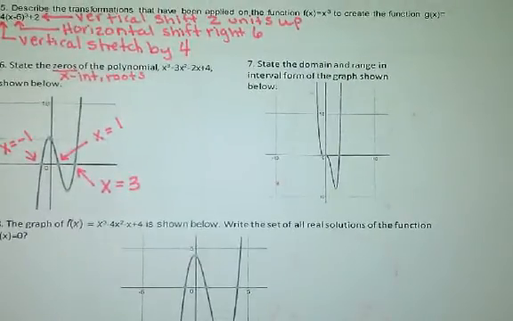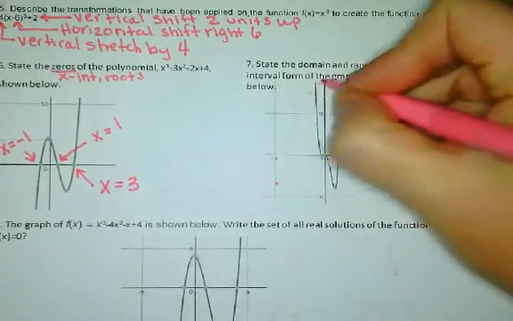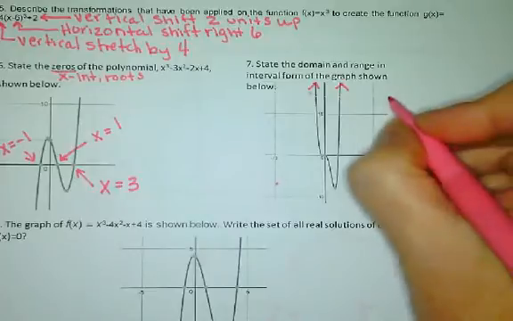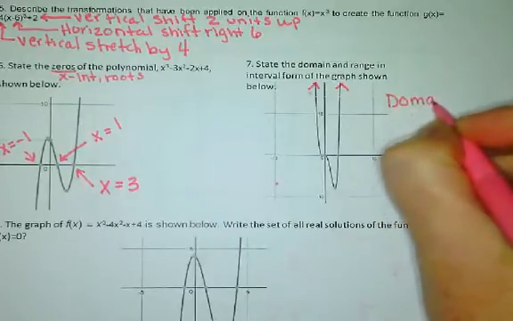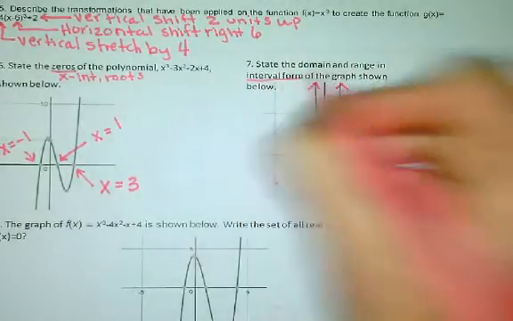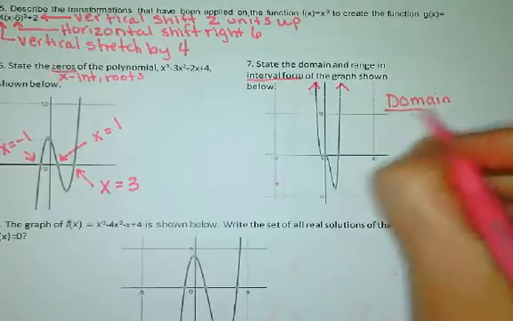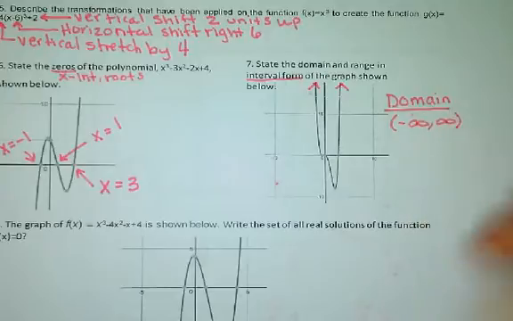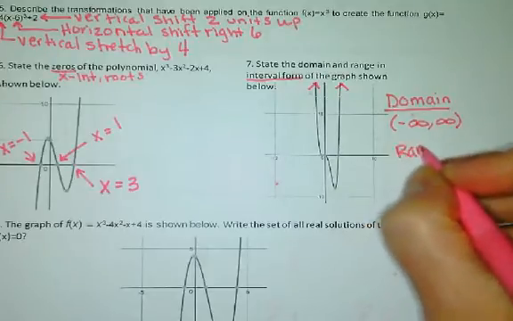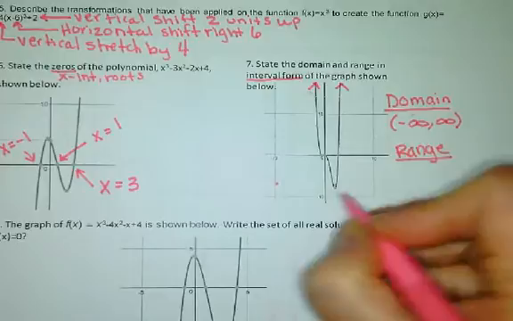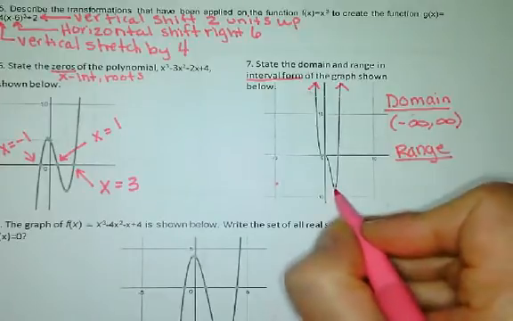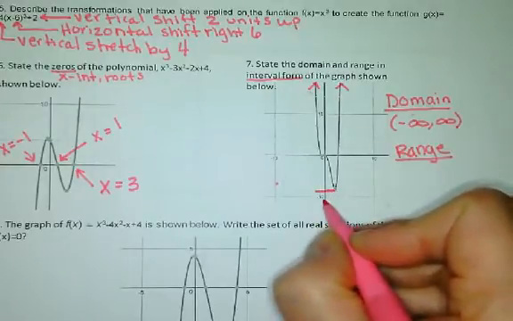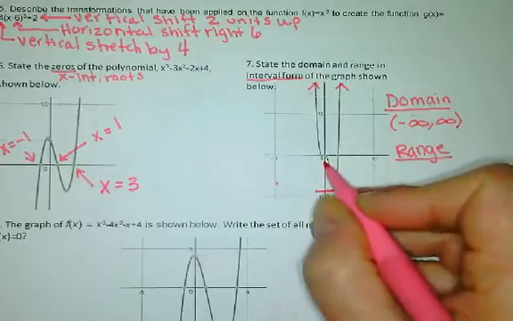Now, on the next one it says state the domain and range in interval form of the graph below. Now for the domain, this thing will always go left and right. So your domain in interval notation will be parentheses, negative infinity to infinity. And then my range, remember that's from low to high. This is the lowest the graph will go, right here. It looks to be about negative 8. There's your negative 10.